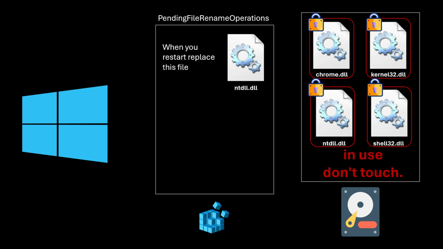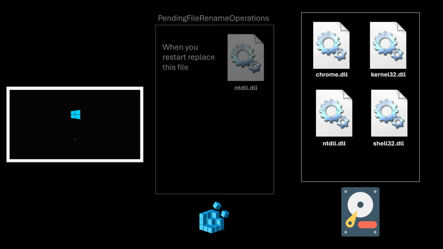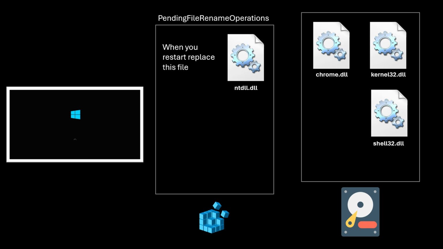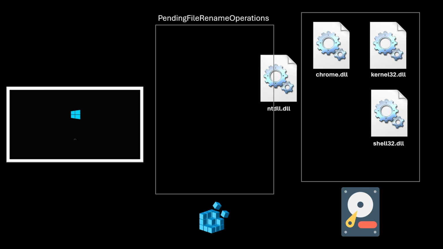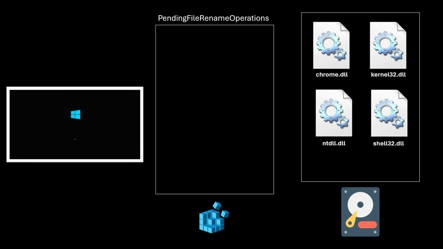It says, okay, I can't swap this file right now, but next time the system boots, before anything else starts running, do the swap. And when does that happen? When you restart. No running processes means no file locks, which means no open handles. Windows can finally go through that list and replace everything it needs to. That's the restart. It's not random, it is Windows waiting for the one moment where nothing is running and it can safely do the job.